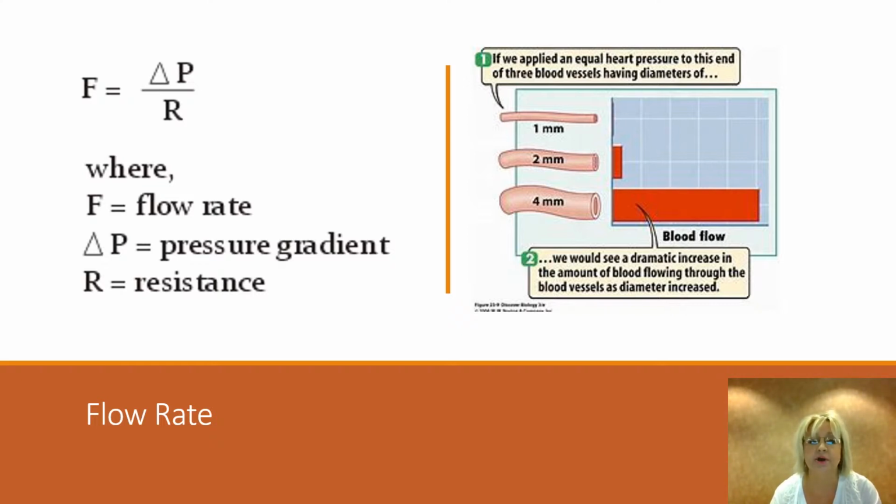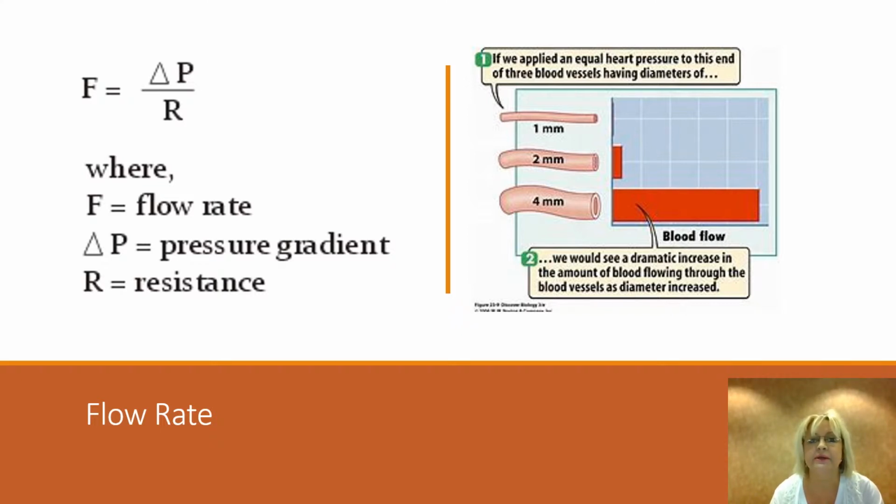So above is our mathematical formula for the flow rate, and the little triangle in front of the P is your pressure gradient. The R stands for resistance and F for flow rate. So it's simply the pressure gradient divided by the resistance.